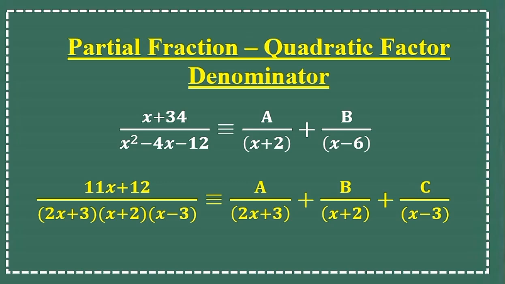In this lesson, we are going to look at partial fractions with a quadratic factor denominator. Now, in our previous lesson, we looked at the linear factor denominator, which we said that for the linear factor, the highest degree must be 1. So an expression like this is a linear factor. We can also have something like 3x minus 2, and this goes on.